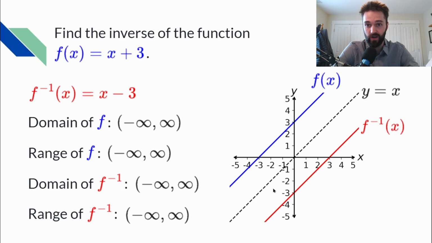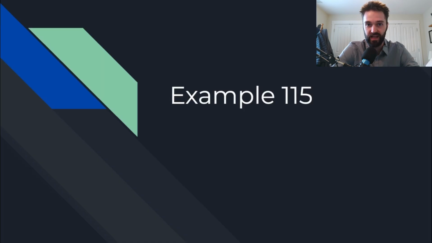If we graph them and they're not reflections across the line y equals x, then we know we did something wrong. And notice that with these lines, we can plug in any value we want. So the domain of f and the domain of f inverse is all real numbers, and the range is all real numbers for both functions as well. Let's move to the next example.